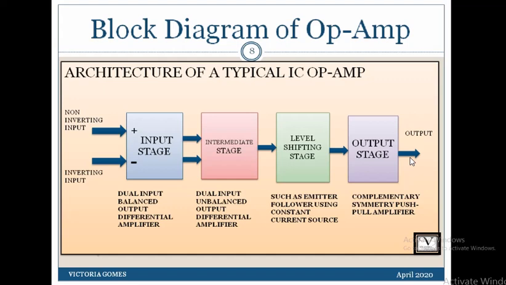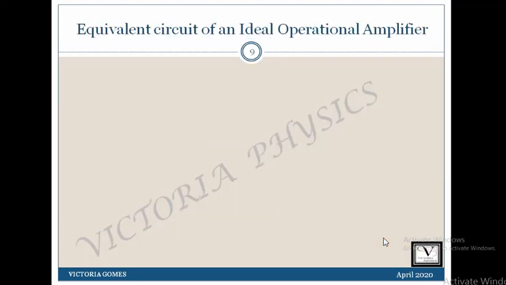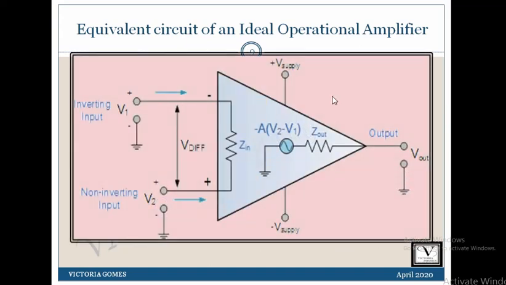So the block diagram of an op-amp gives you a picture of how it operates. The equivalent circuit of an ideal operational amplifier would be somewhat of this nature. You can see there is an input section, we have a differential amplifier section, followed by a gain section, and the final stage is the output.